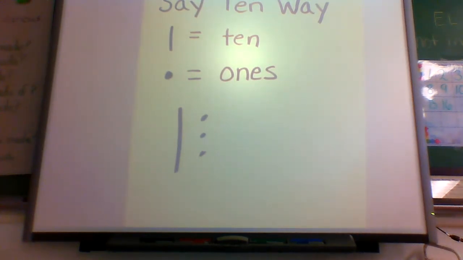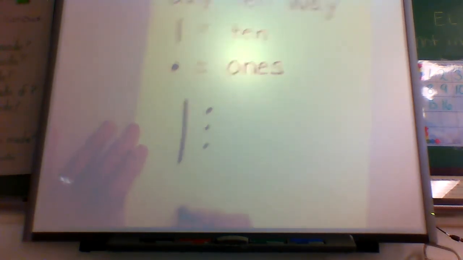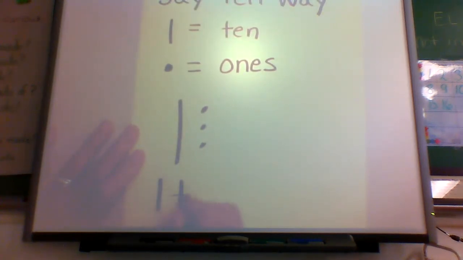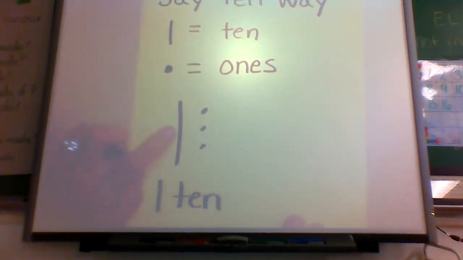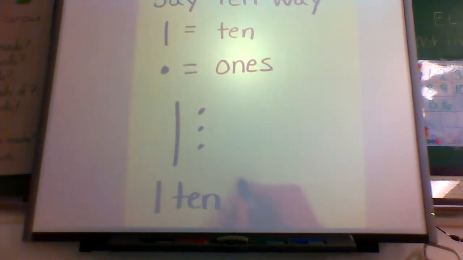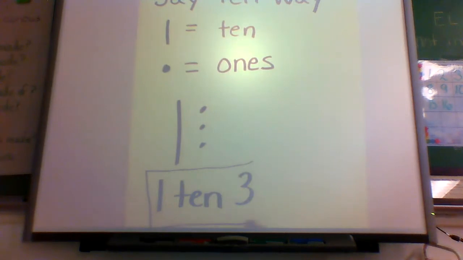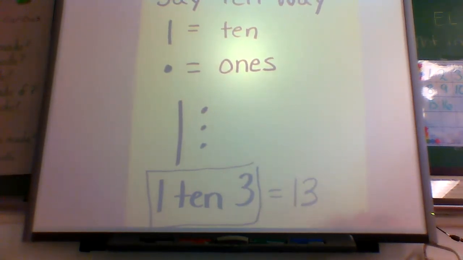When we're reading this the Say 10 way, it's going to say 1, 10, because that's how many 10s we have, and then 3. And that's it. Not 1, 10, 3 ones, not anything other than 1, 10, 3. So when we see 1, 10, 3, we know that that is equal to 13. Okay? So I'm going to do a couple more.